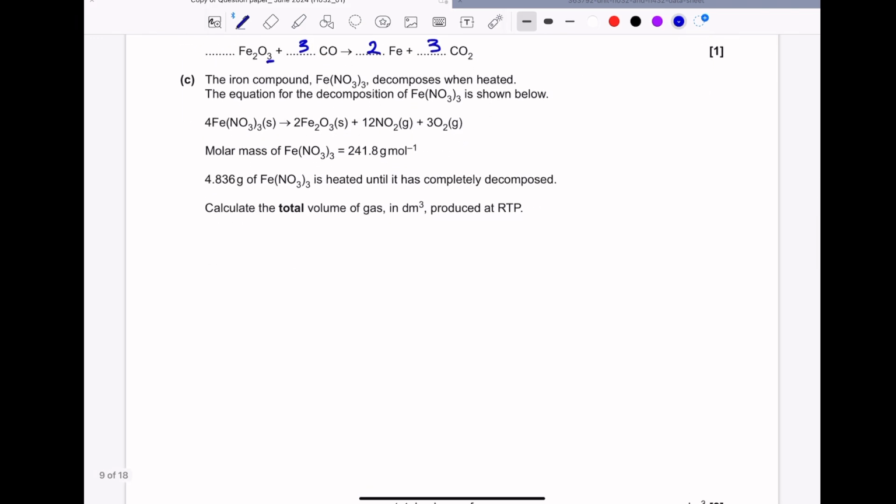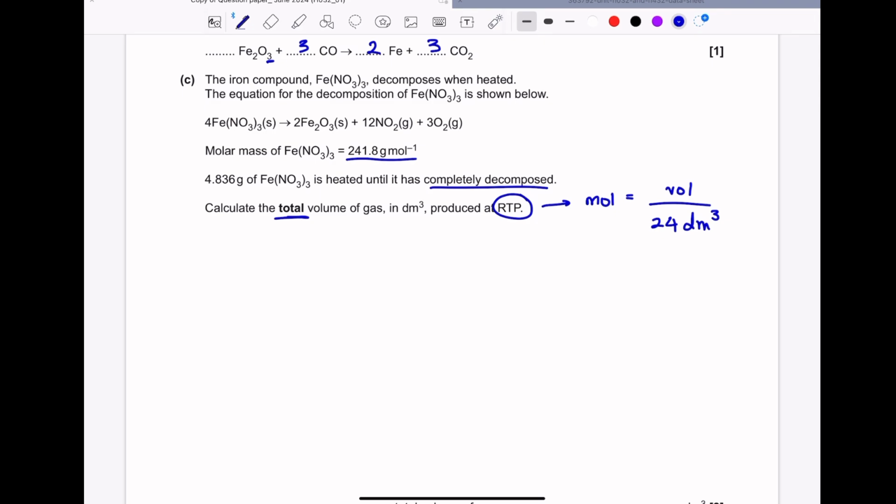Question part C: the iron compound Fe(NO3)3 decomposes when heated. The equation for decomposition of this is shown below. The molar mass has been provided. 4.836 grams of this is heated until it is completely decomposed. Calculate the total volume of gas in decimetres cubed produced at RTP. Now, when you see RTP, that is always going to be moles is equal to volume of gas over 24. Well, it's in decimetres, so we're going to keep that as decimetres cubed. Or it could have also been 24,000 centimetres cubed, but that's sort of irrelevant for now. Anyway, so total volume of gas.